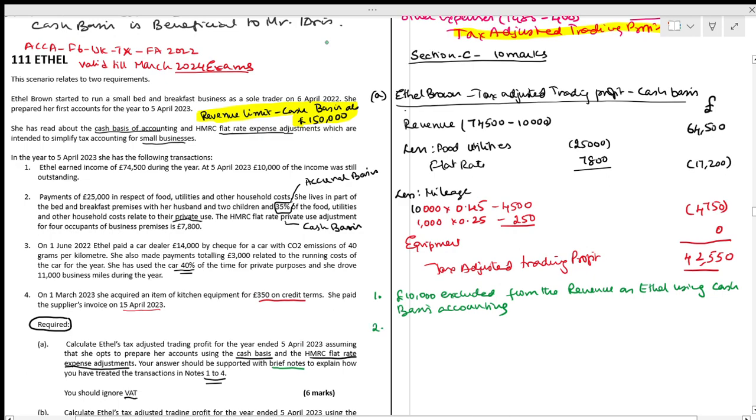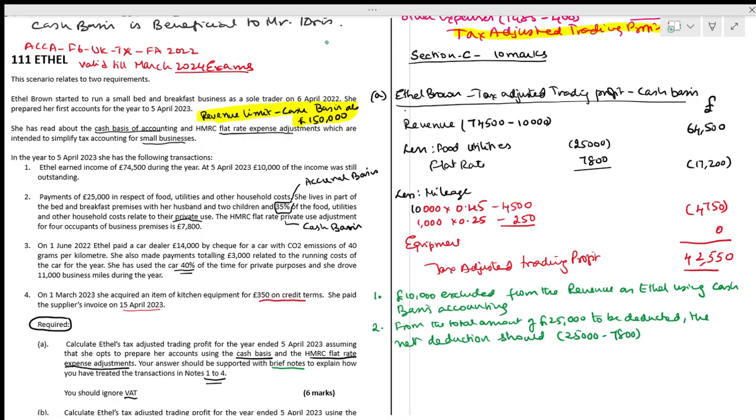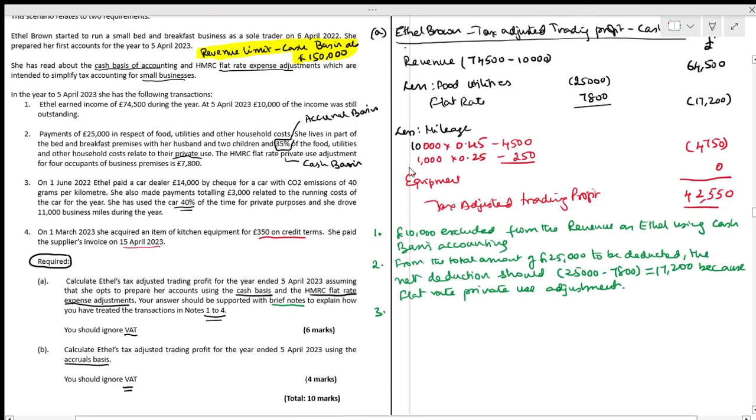Now, from the total amount of 25,000 to be deducted, the net deduction should be 25,000 minus 7,800, which is 17,200, because of the flat rate private use adjustment. This is more than enough. You can write in your own words. Okay, next.